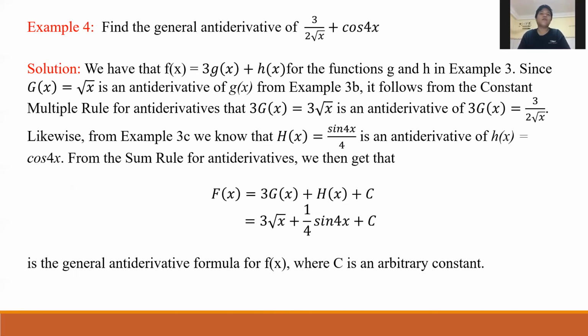From the sum rule for antiderivatives, we then get that f of h equal to 3g of h plus h of h plus c. As a result, we got 3 square root of h plus 1 over 4 sine of 4h plus c is the general antiderivative formula for f of h, where c is an arbitrary constant.